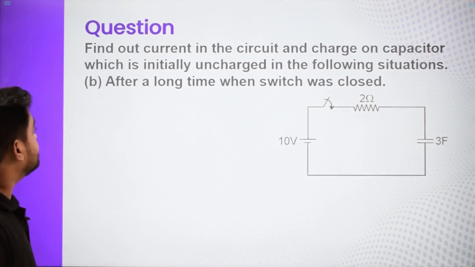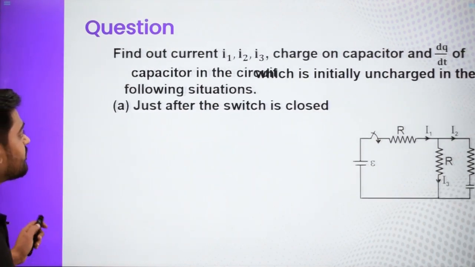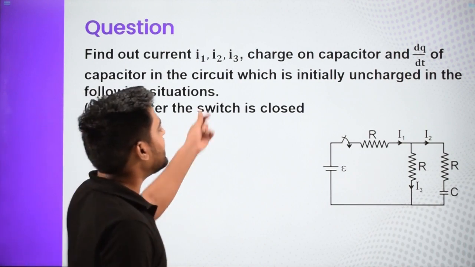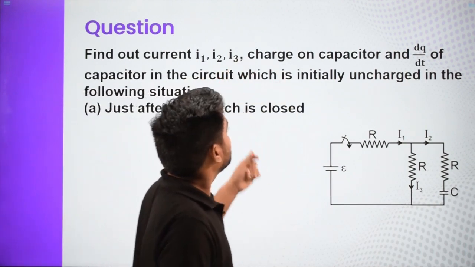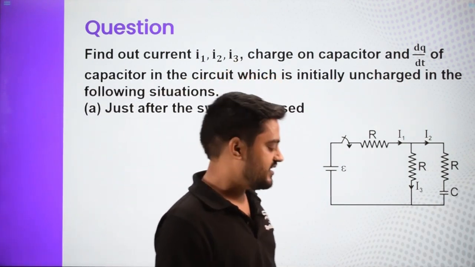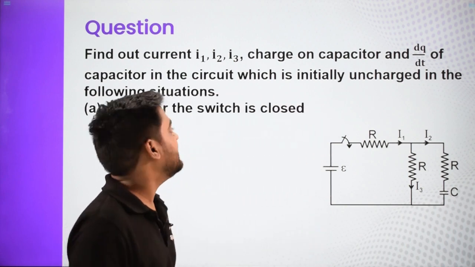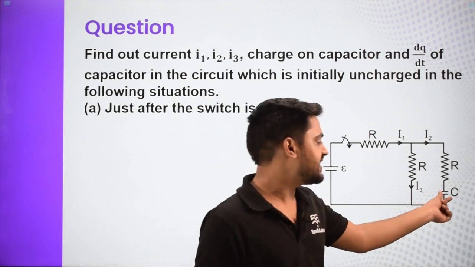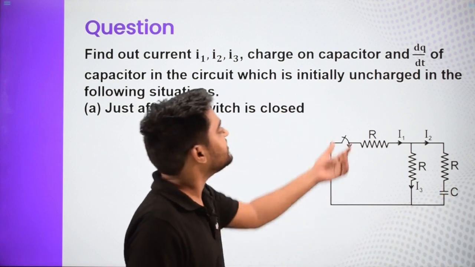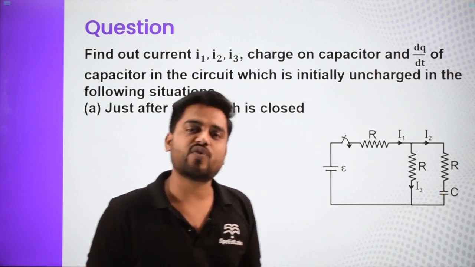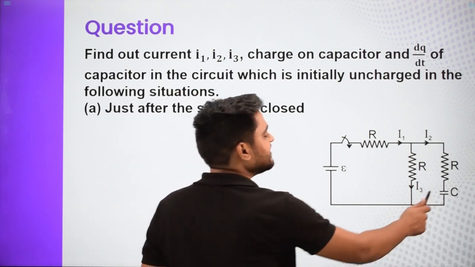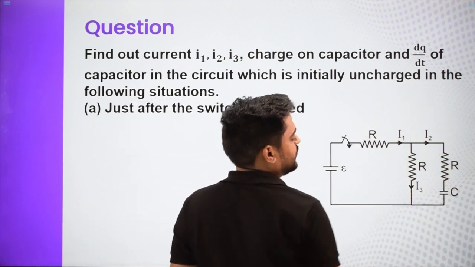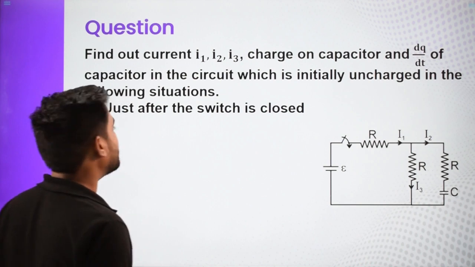Now the next question is, find out the current I1, I2 and I3, the charge on the capacitor and dq by dt of the capacitor. What is dq by dt? dq by dt of this capacitor, the rate of change in charge, the charge per unit time, is what? Current. So they are asking the current in this capacitor, that is the same as I2. So dq by dt is nothing but I2.